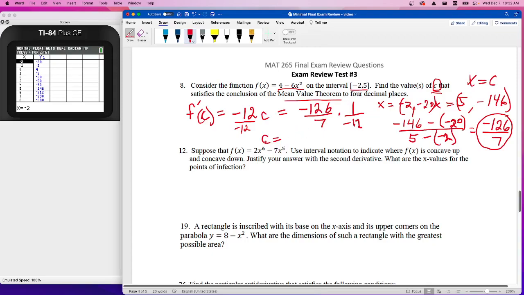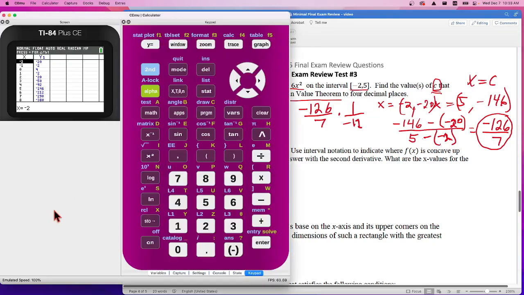And remember, c is an x value, so it has to be in this interval. Let's see, 126 divided by 12. It's not going to go evenly, is it? Of course not. But probably, yeah, 10.5 over 7.